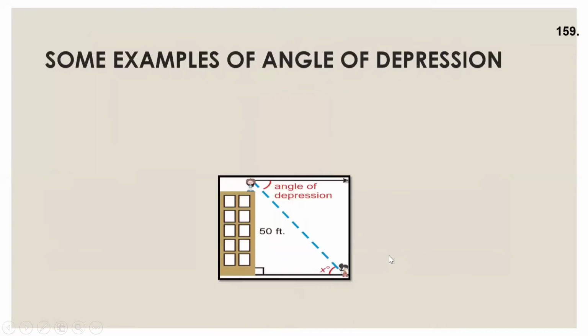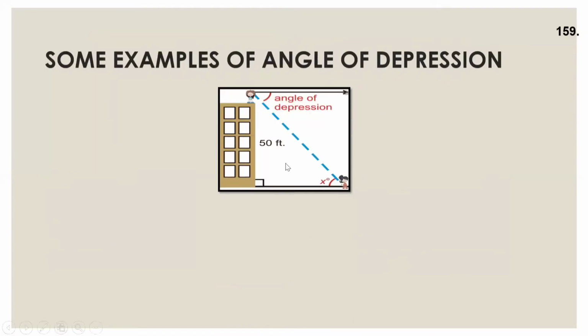Let us take up some examples of angle of depression. A girl is standing here, observing another girl standing down below. So this is the angle of depression. But now if the girl standing down is observing the girl at a height, then the line of sight is now above this horizontal line. So this becomes the angle of elevation, whereas this becomes the angle of depression. Both the horizontals are parallel, so angle of depression and angle of elevation are numerically the same.